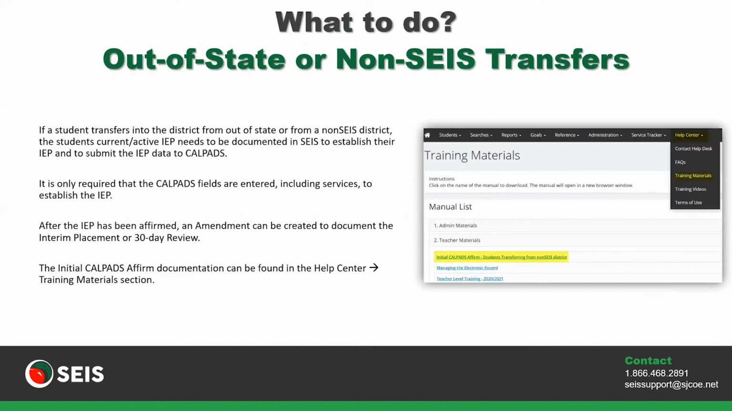So what to do in this particular instance? We talked a lot about amendments, and this is the question that we always get from here: this student transferred in from out of state. I can't do an amendment. There is no IEP. Where do I go from here?